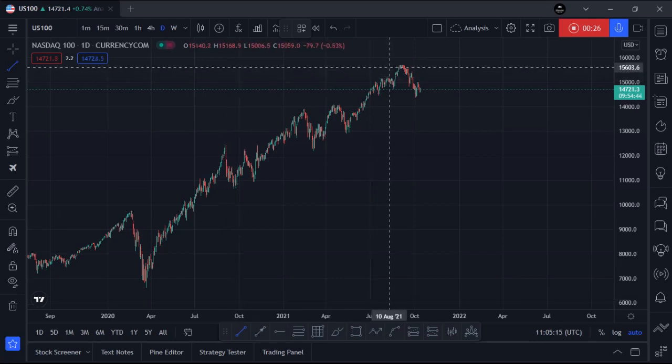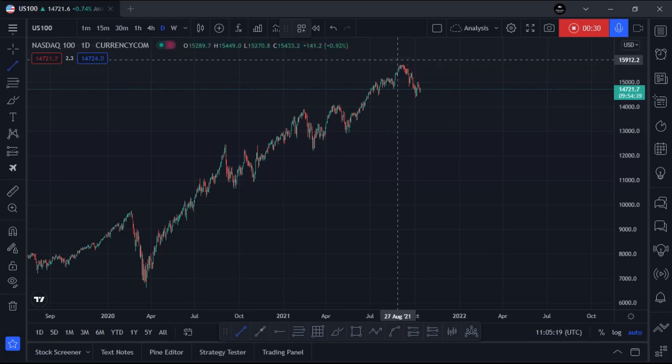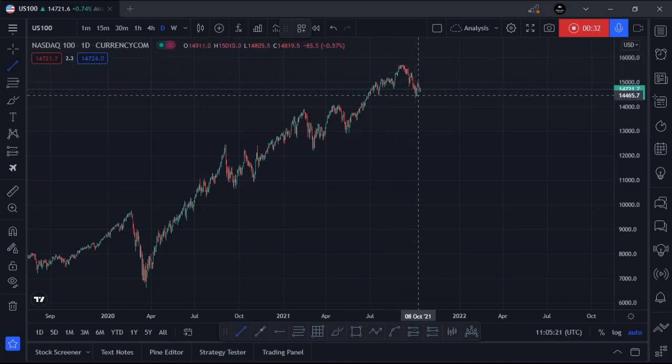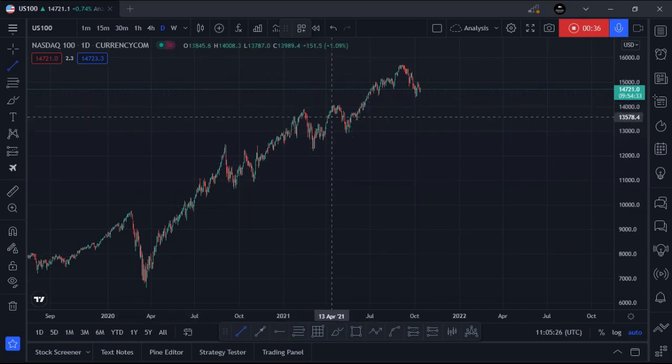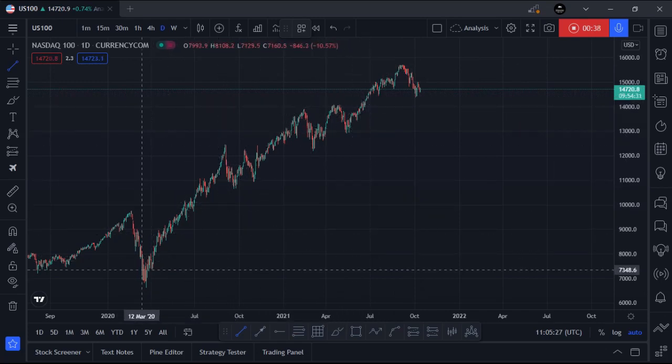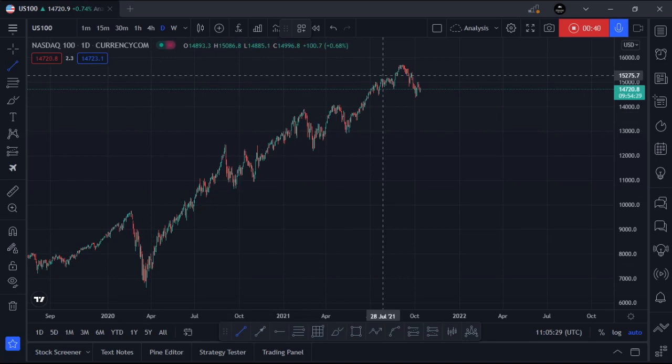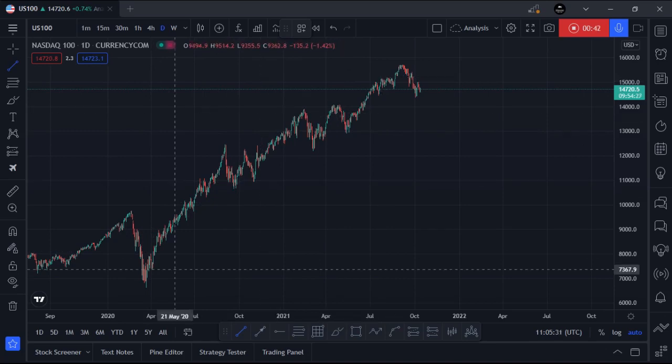You can see that Nasdaq has reached an all-time high right here before it started reversing to the downside. So overall, we are looking at this structure. We can see that Nasdaq has been trending up. So we're gonna be using technical analysis to forecast the next move of Nasdaq. Is it gonna continue to go down, or is it gonna shoot to the upside?